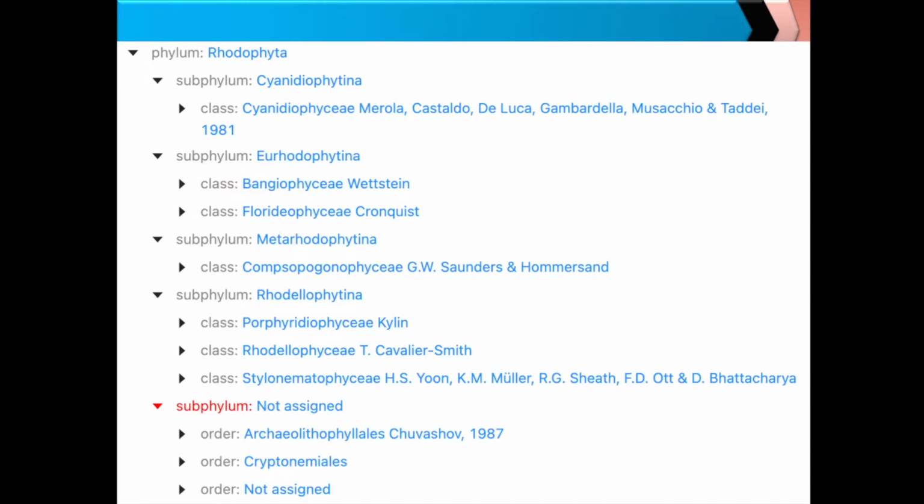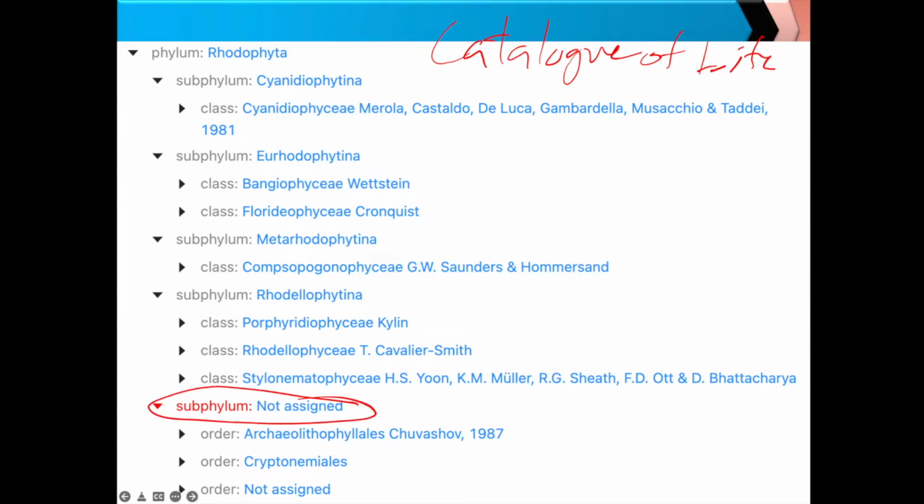But when you look at the catalog of life, the most authoritative taxonomic database out there, and you search Rhodophyta, there's still a lot of phylum or order that is not assigned to a class or to a subphylum. But there's at least 4 subphyla. We have your Cyanidiophytina, Eurhodophytina, your Metarhodophytina, your Rhodelio­phytina.